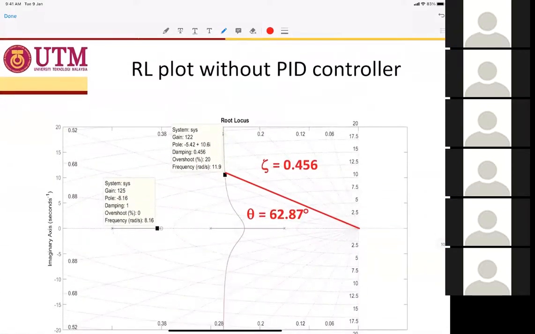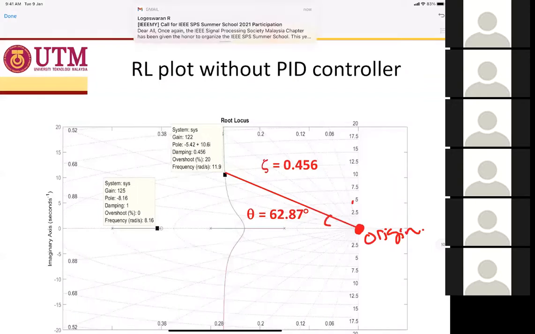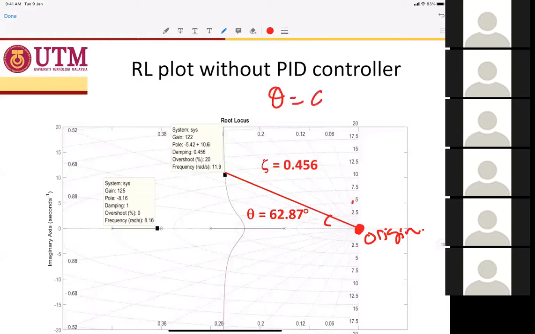So you use a protractor from the origin over here. So 0.456 is theta 62.87. How do we get 62.87? Umar, how do we get theta 62.87? Arc cosine of damping ratio, 0.456.